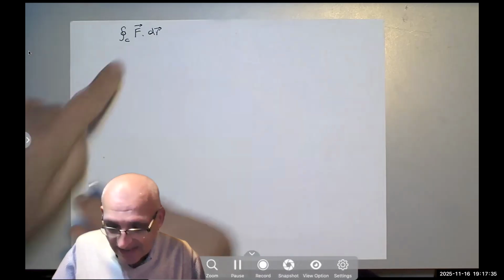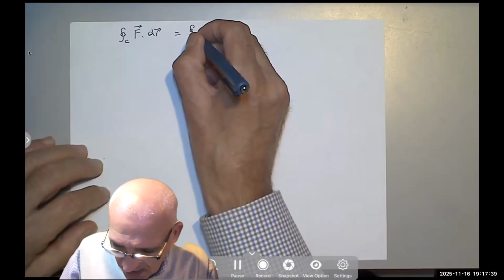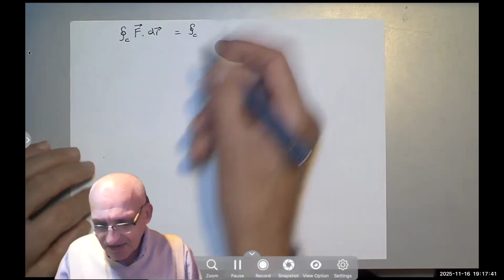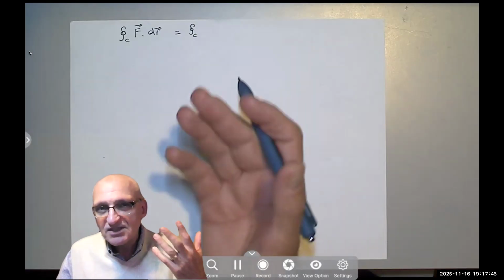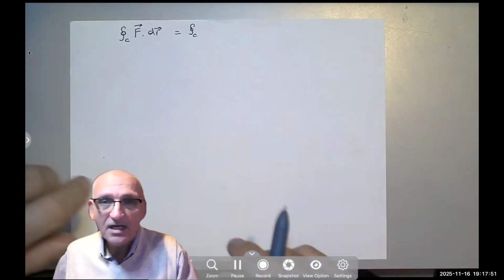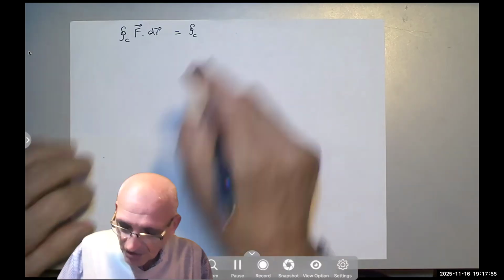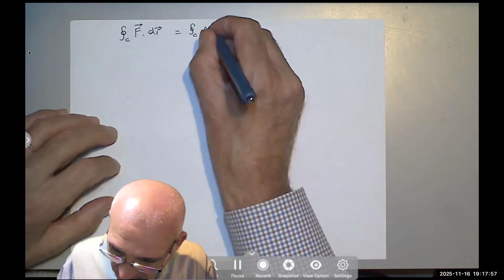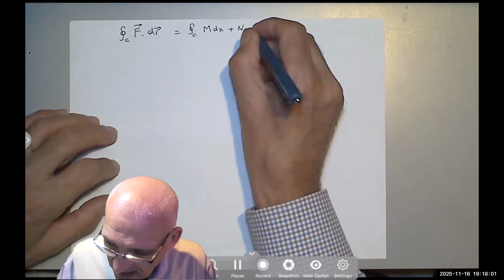And if F can be written as, usually if you look at the book, it uses P and Q, but remember we used M for the x component, N for the y component, and P for the z. We don't have a z because that's 2D. So we are going to write it as M dx plus N dy.